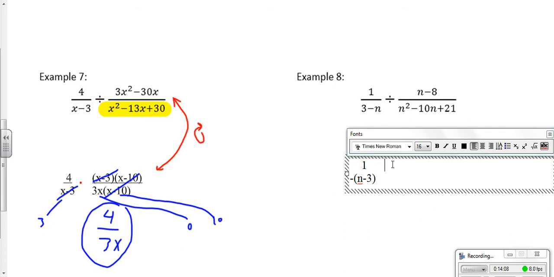Okay, now the next one, I'm going to reciprocate so I can make it a multiplication problem. So the top one's going to be the factored form of n squared minus 10n plus 21. So that would be product of 21, a sum of negative 10, so 7 and 3. So it would be n minus 7 and n minus 3 over n minus 8. I don't have to put in parentheses, but just so we know that it's the same thing, it looks a little more the same.